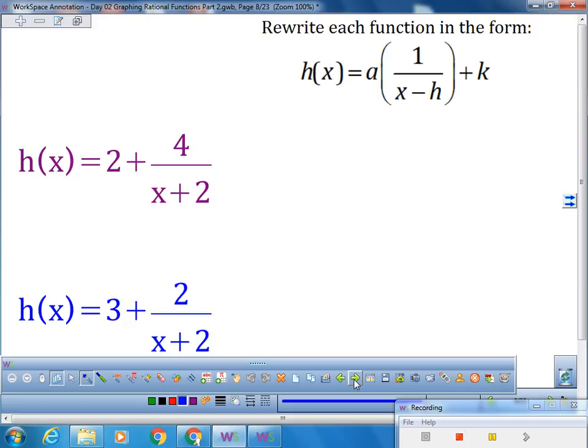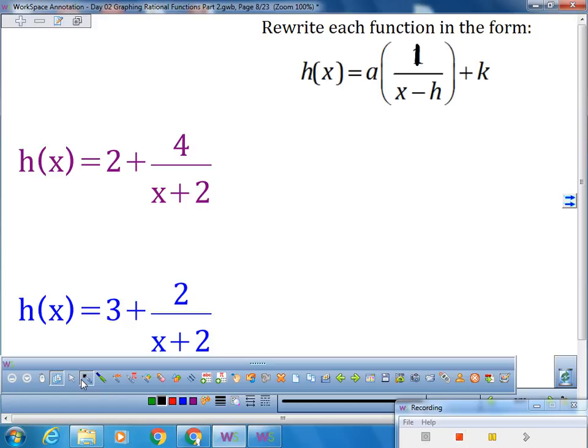All right, so I'm going to rewrite each function in this form right here. Hold on a second. I'm going to rewrite each one of these in this form. You need a 1 up in front, right there in the numerator. I need a 1 there. Is this a 1? No. So let me do this more simply.